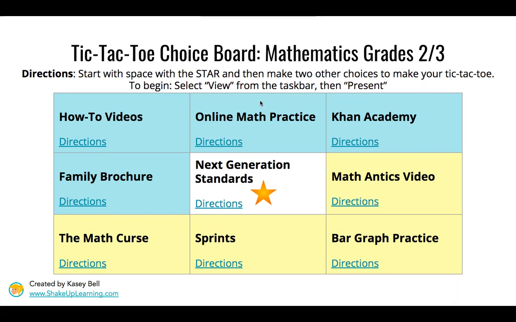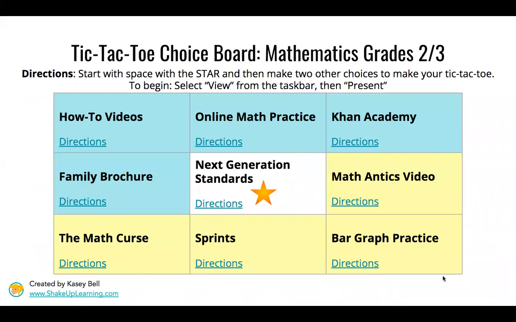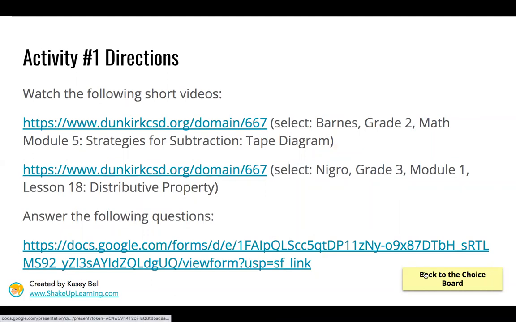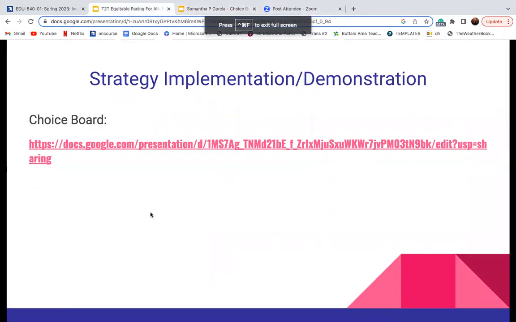And so, for example, this is what the students would have on their computers. And if they wanted to choose online math practice, they would just click that. The directions are here. They have the video to watch, strategies, and then they would be answering these questions. And then they go back to the choice board and they can pick any of them. They can pick math antics, they can pick sprints, etc. This was used with our peers. So of course you could change this. You wouldn't have the math standards in there. But this is just an example that I made of a choice board that worked really well and was really great.